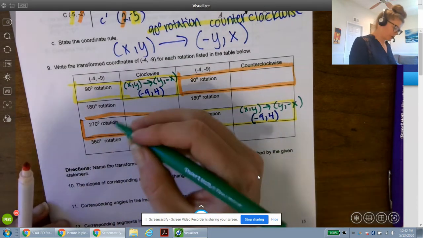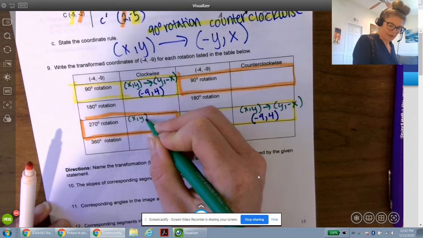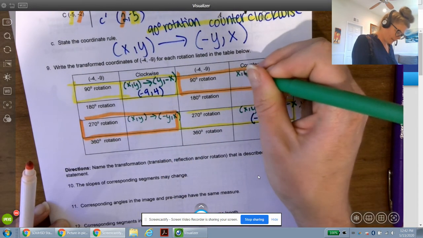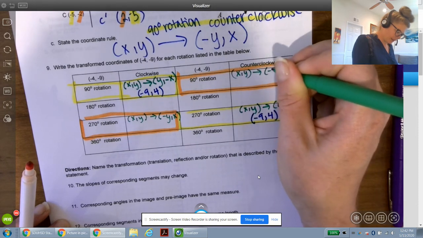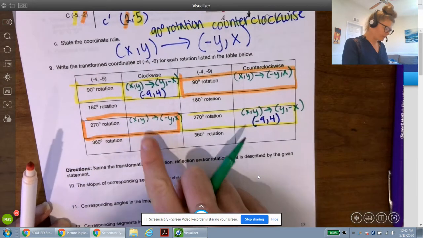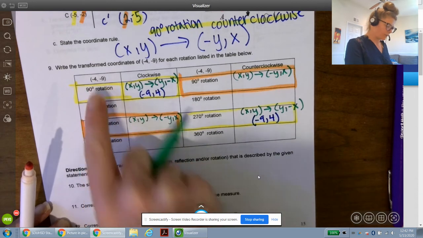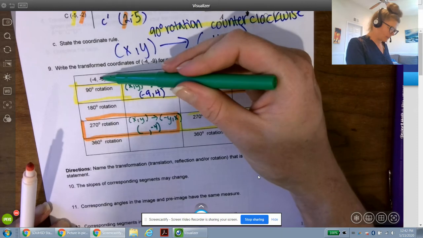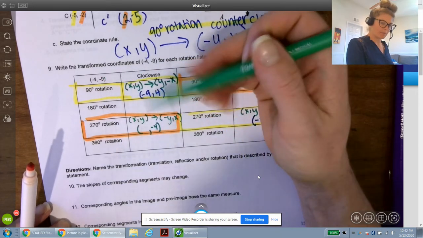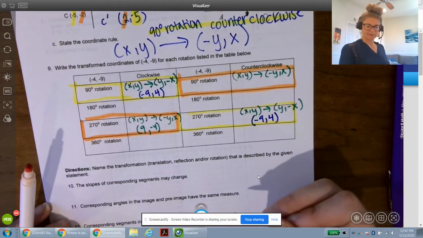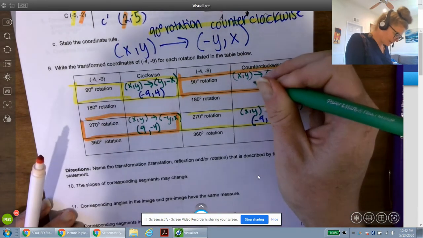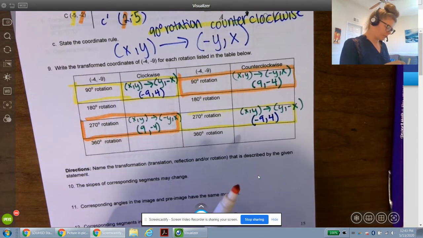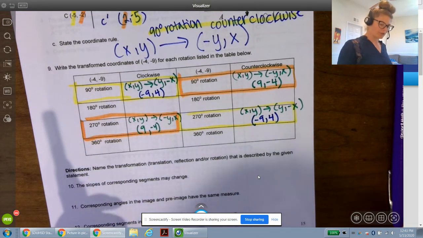So the rule for those two was xy goes to -y, x. So now -4 was our x, so now it's our y. And -9 was our y, which means the opposite of it, +9, is our x. 9, -4, which means this one's also done. 9, -4. Cool, cool.